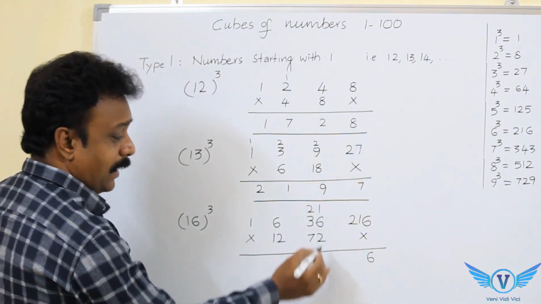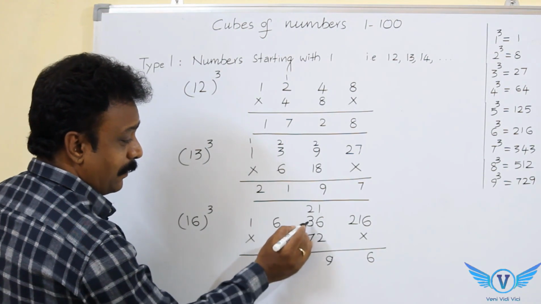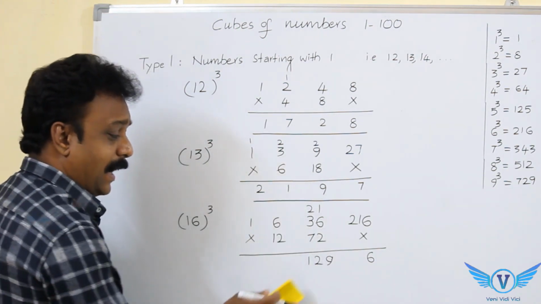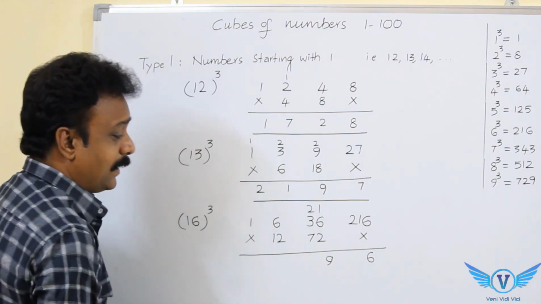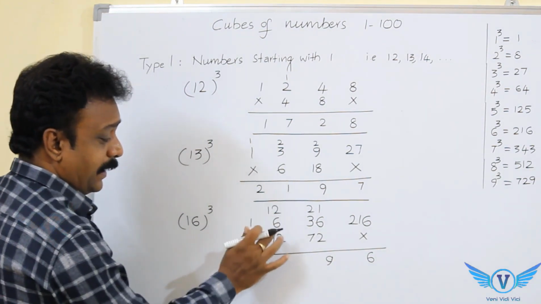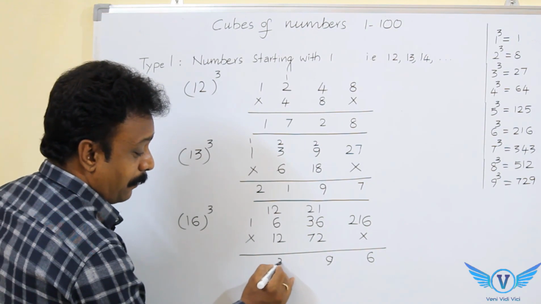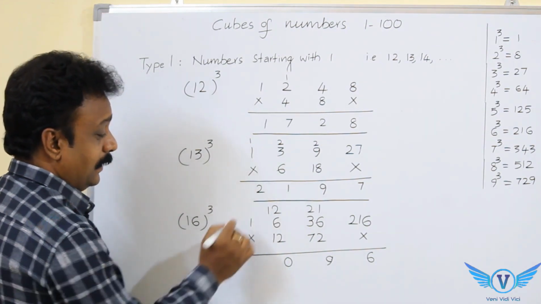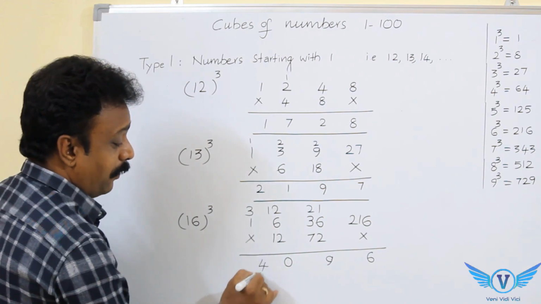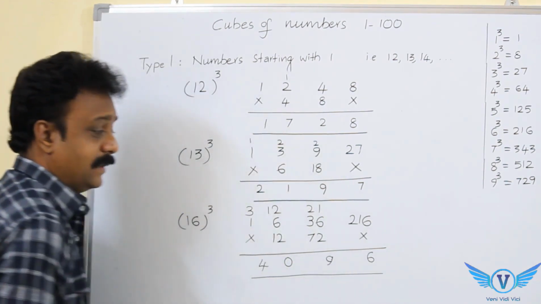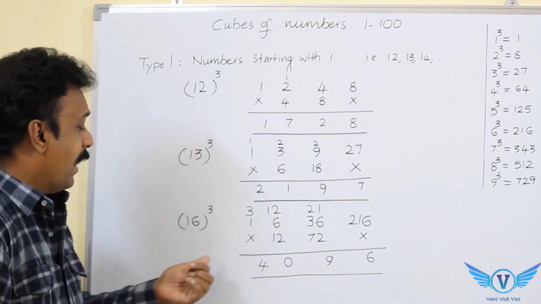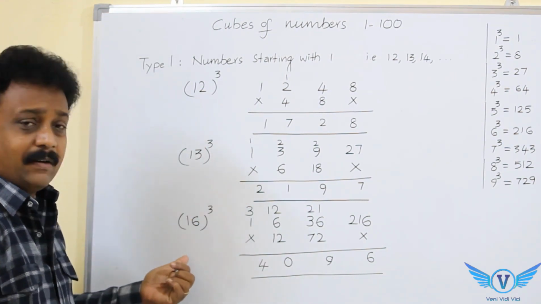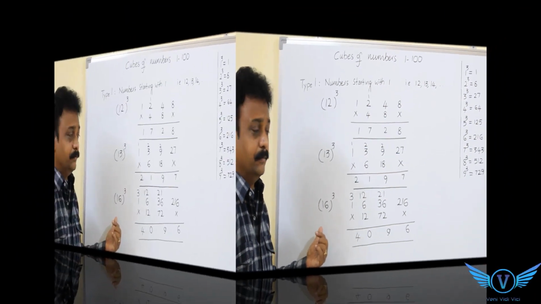6, 2, 8, 1, 9. 7 plus 3, 10 plus 2, 12. But we write 9 only and 12 will be carried. 18 plus 12, 30. But we will write 0 only, 3 will be carried. 3 plus 1, 4. So 4096. In this way, you can find the remaining cubes like 15 cube, 17 cube, 18 cube, 19 cube.